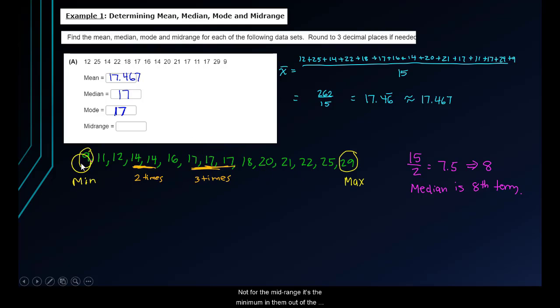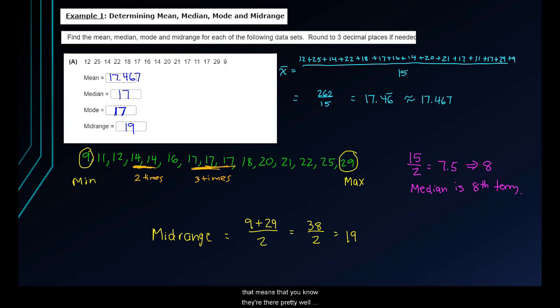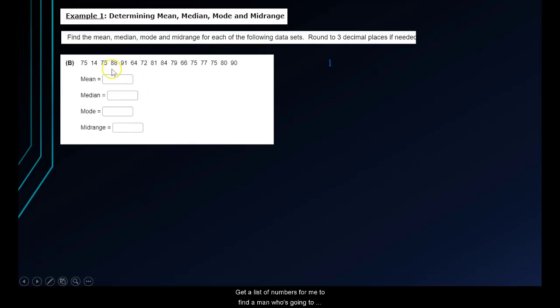Now for the mid-range, I'm going to use a formula where I average the minimum and the maximum. That's what the mid-range is. So if I add those two together and divide by 2, that's 19. Since these values are somewhat close together, it means they're pretty well distributed. When the mean is much different from the rest of these, and the mid-range ends up being vastly affected, that means we probably have an outlier or an extreme value that's either pulling up or pulling down the data values. So next one, again, this list of numbers.